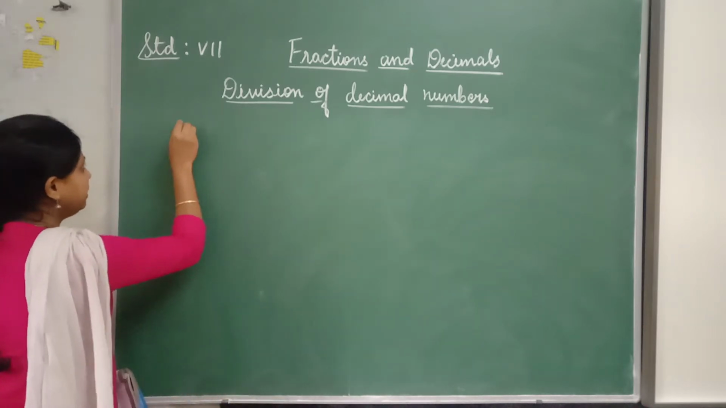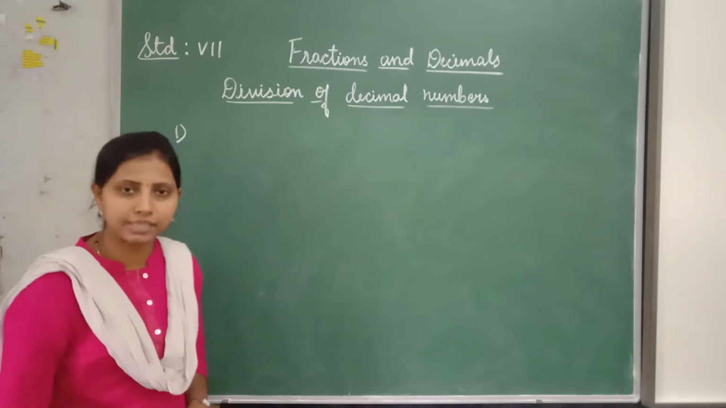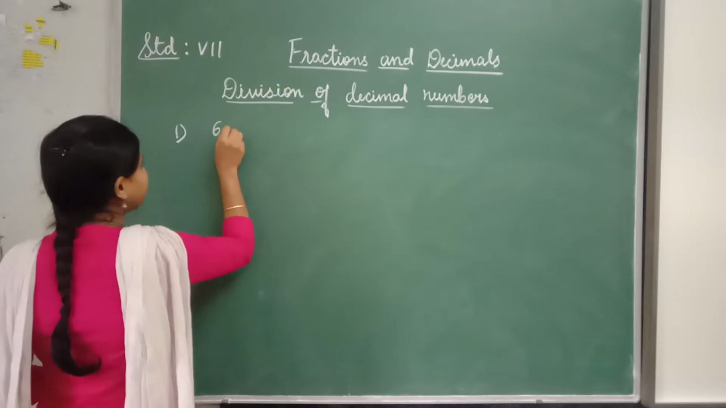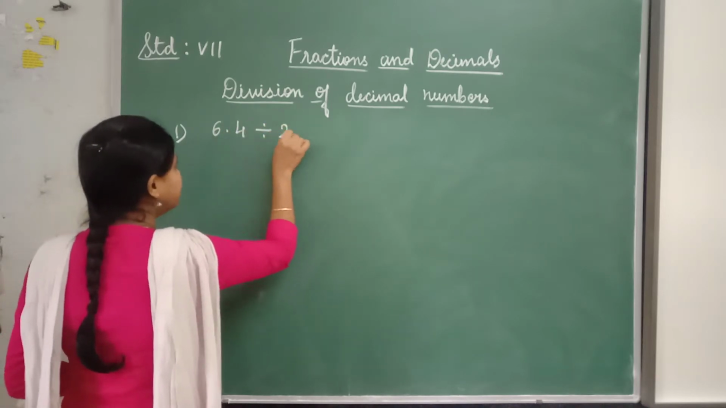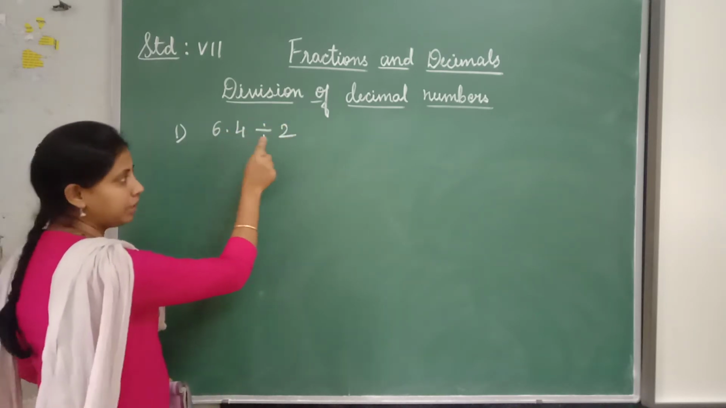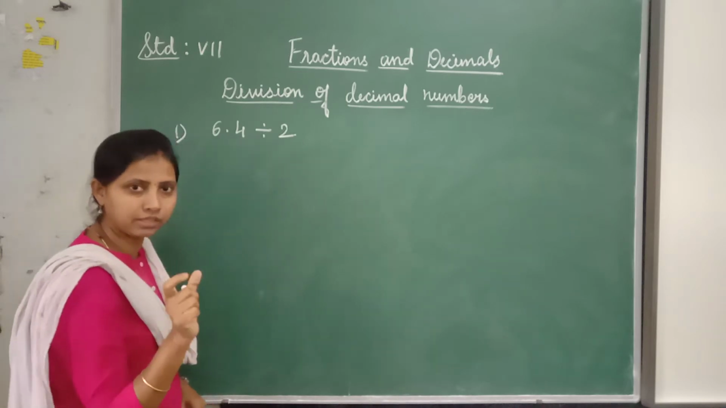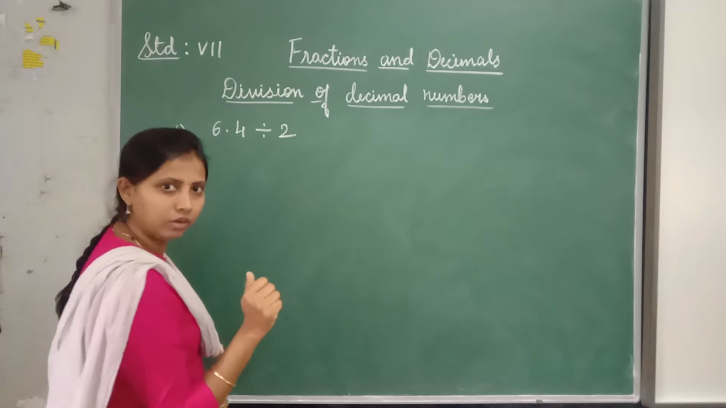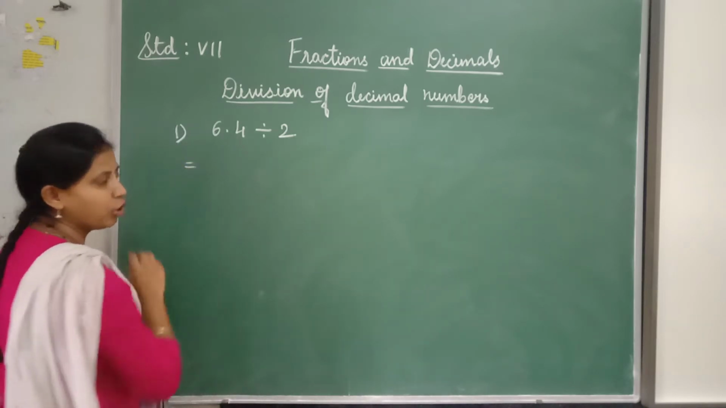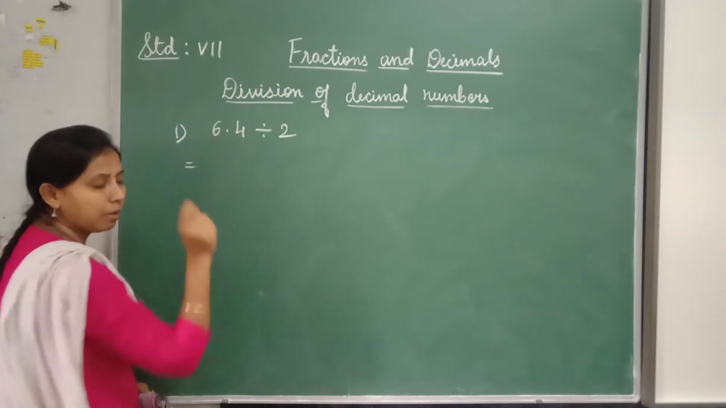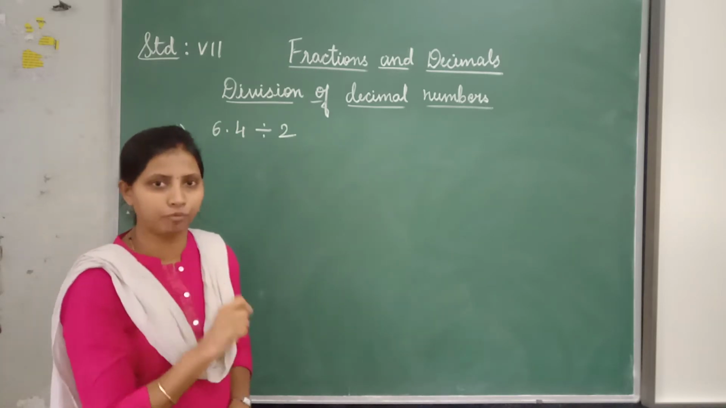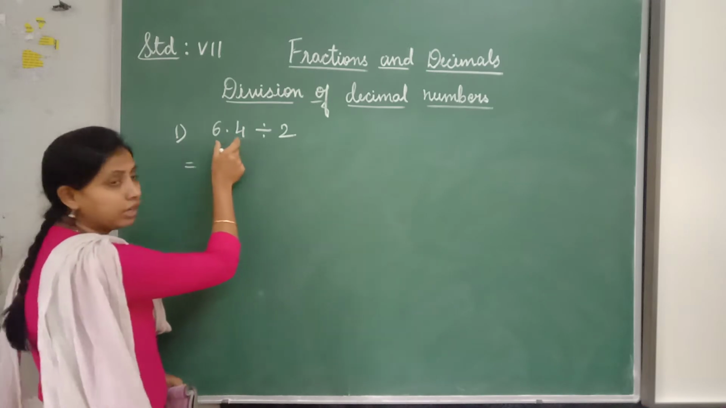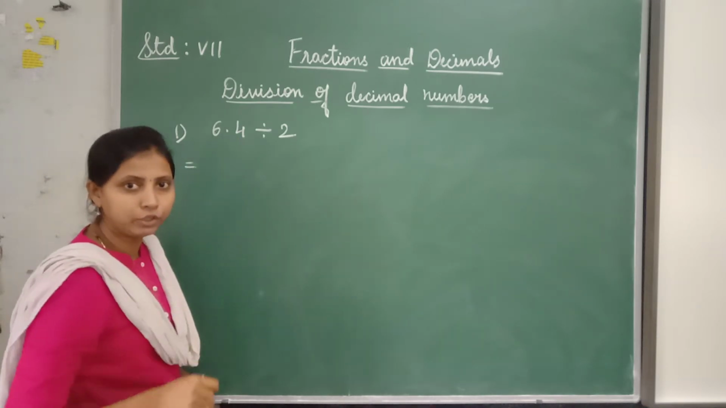So first, we will see how to divide a decimal number by a whole number. For example, 6.4 divided by 2. 6.4 is a decimal number and 2 is a whole number. Okay children, the first step is to convert the decimal number into fraction form. You have learned in your earlier classes how to convert a decimal number into fraction form.